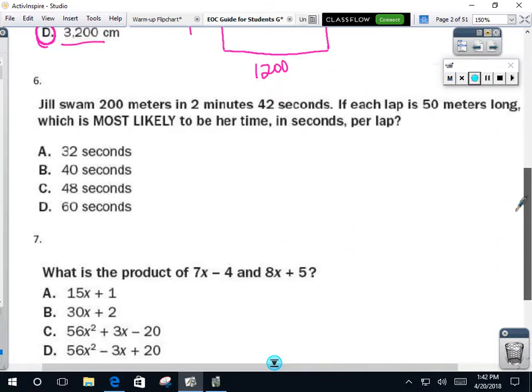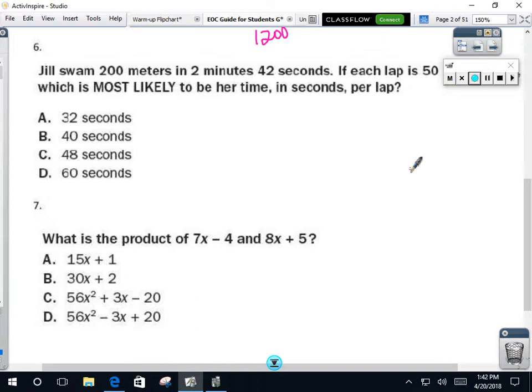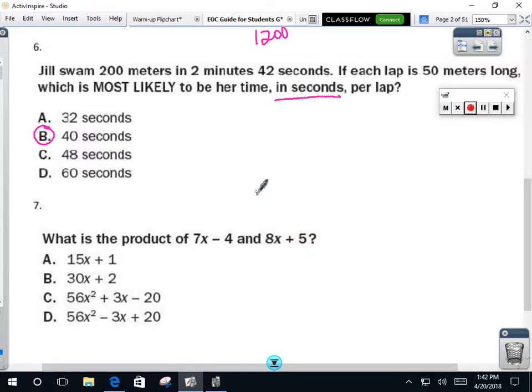All right, number 6. What do y'all think? It is B. Let's go over how. Jill swam 200 meters in 2 minutes 42 seconds. If each lap is 50 meters long, which is most likely to be her time in seconds per lap? Well, the key words are in seconds. So what should you do first? Turn all this into seconds.